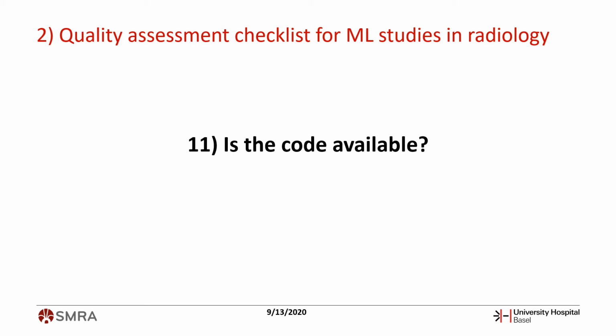Availability is not only important for replication of results, but also for the research community. Then you can just download the code of another group and further develop it. So that's a very important point.